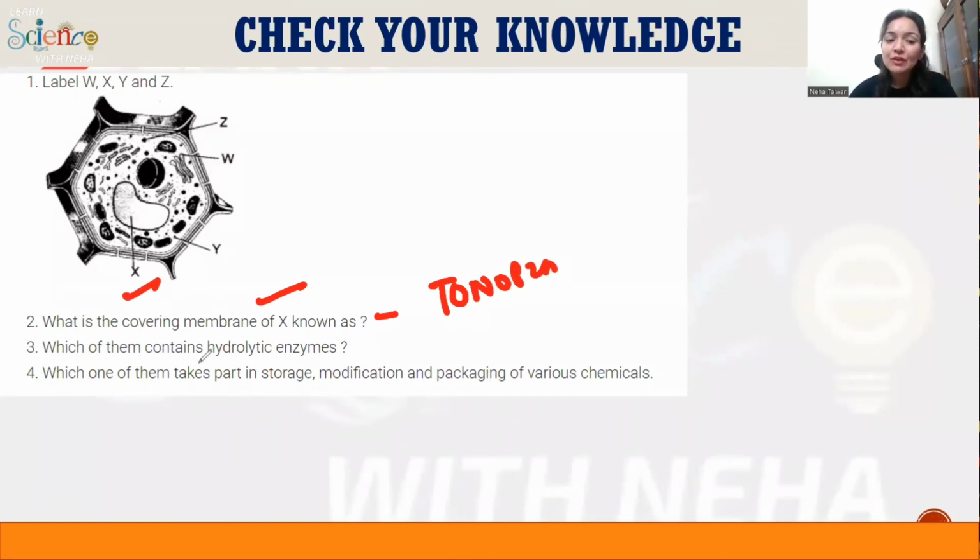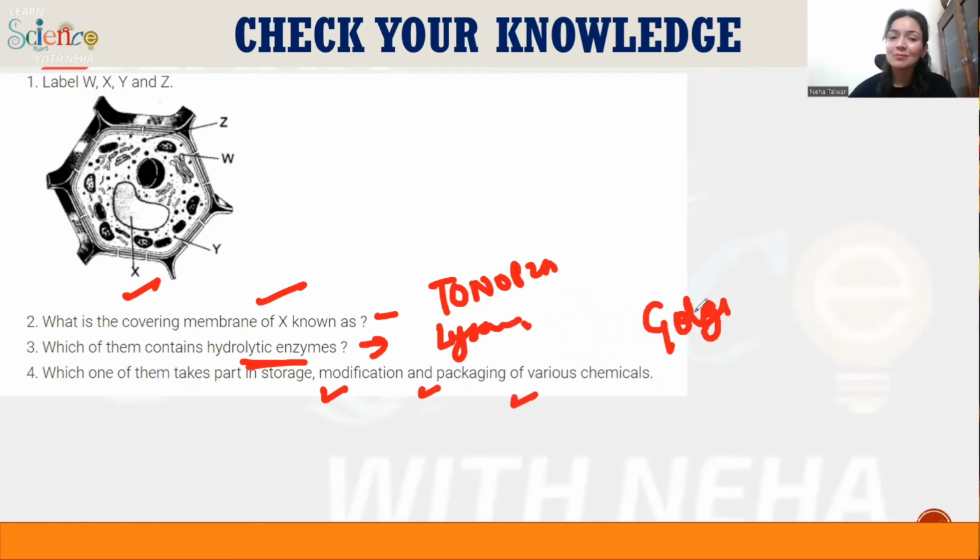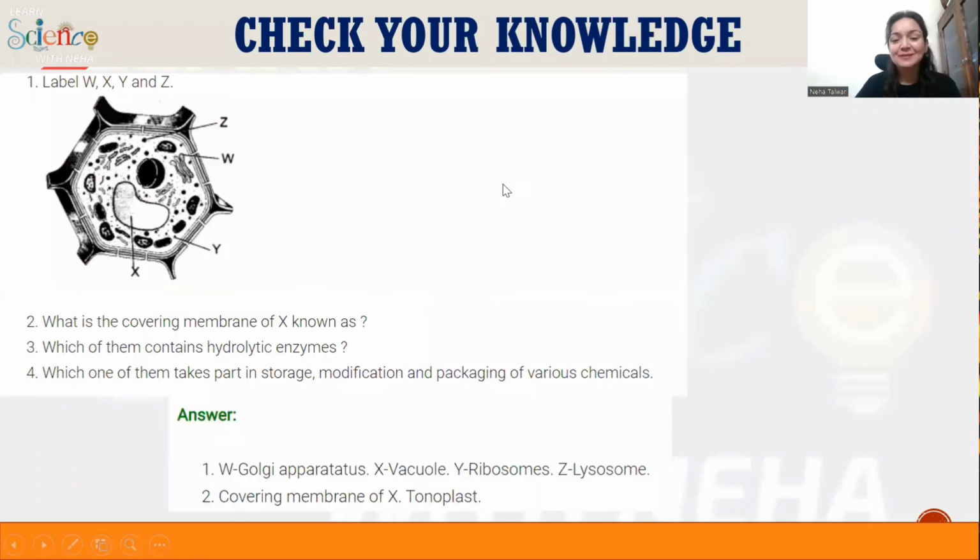Now comes, which of the organelles contain hydrolytic enzyme? Hydrolytic enzyme I told you, they were lysosomes. So lysosomes contain hydrolytic enzyme, and which of them take part in storage, modification, packing? That I told you, gift packing, that is Golgi bodies. So now you have to tell me which is W, X, Y and Z. I can give you the answer here. Okay, and the answer is W is Golgi bodies, X is vacuole, Y is ribosome, Z is lysosome, and the covering of membrane is tonoplast.